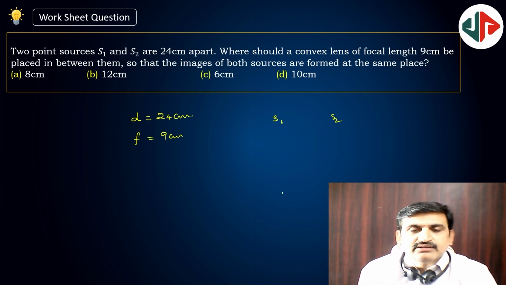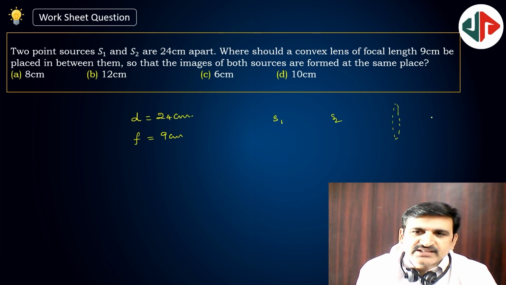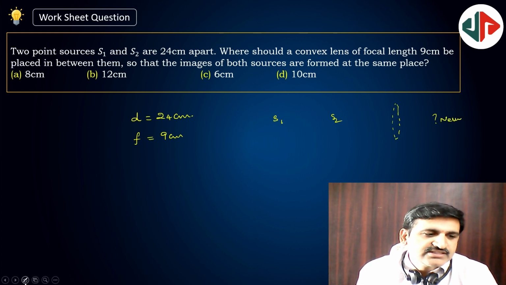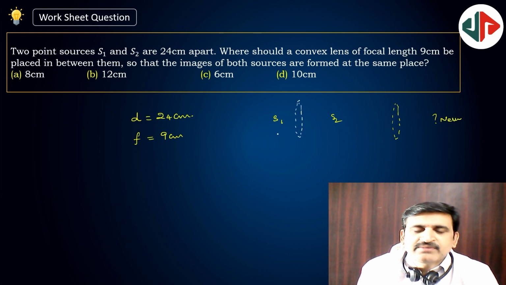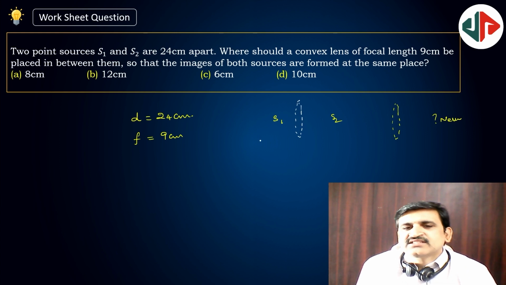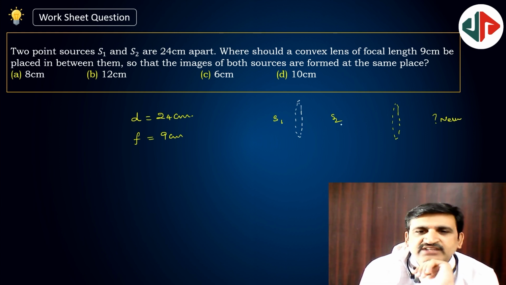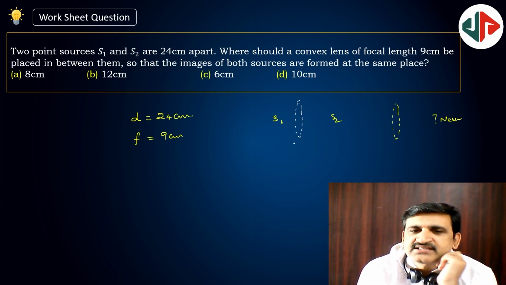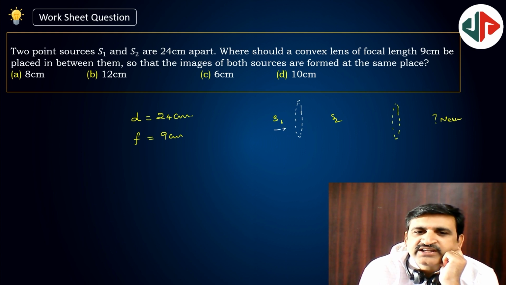If you put the lens on one side only, then you never get both the images at the same place. So what you need to think is you have to put the lens in between so that one will form a virtual image at one place. Obviously, the virtual image will be on the same side. The other one will be a real image at the same place. So suppose if you are taking X, the other one will be 24 minus X.